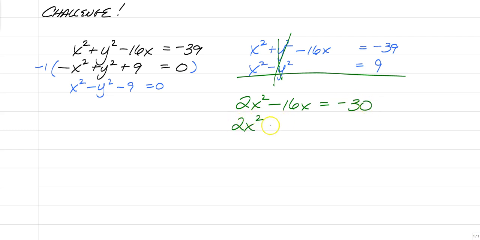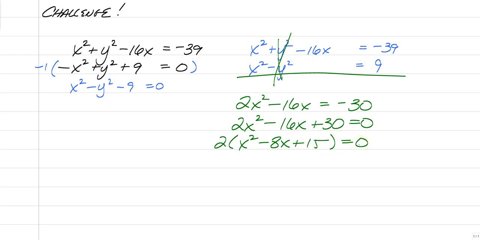So 2x squared minus 16x plus 30 equals 0. Factor out your 2. x squared minus 8x plus 15 is equal to 0. What multiplies to a positive 15 but adds to a negative 8? That would be a negative 5 and a negative 3. So x is equal to 5 and 3.